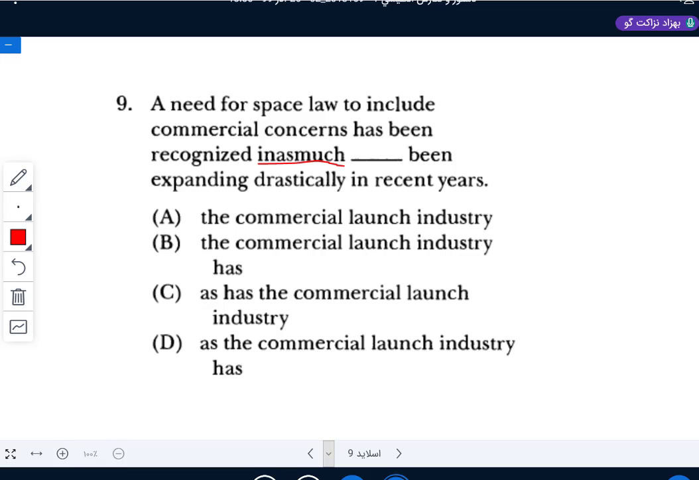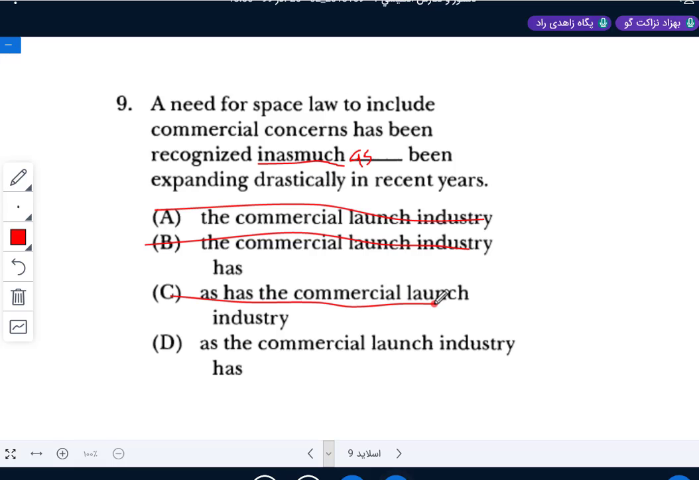Sorry for the interruption. In as much as, look at the spelling. In as much is one word, as is the second word. So here I need to have as. So choice A and B are not acceptable. Either C or D is correct. So this is a connector. Immediately after the connector, I need the subject, not the verb. Has is a verb. So choice C is not correct.